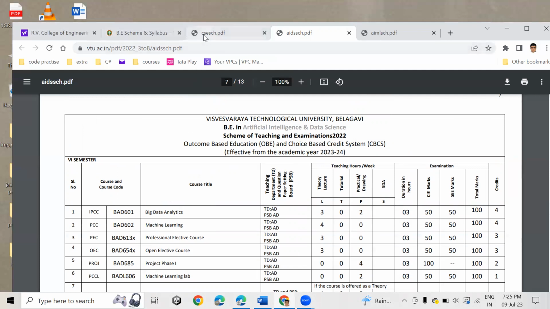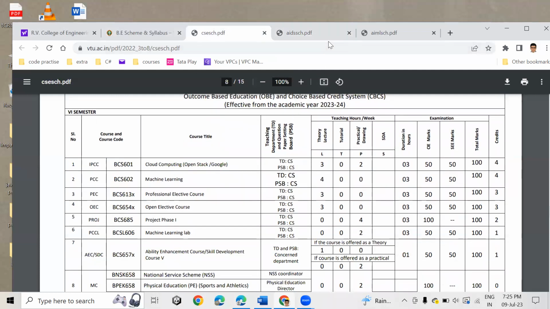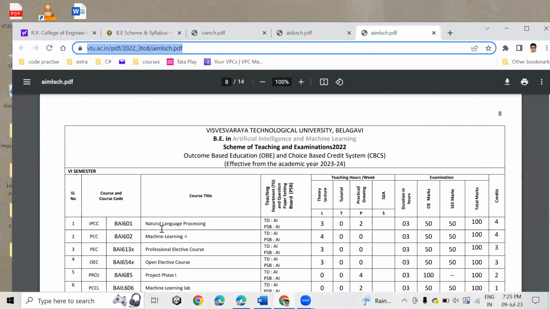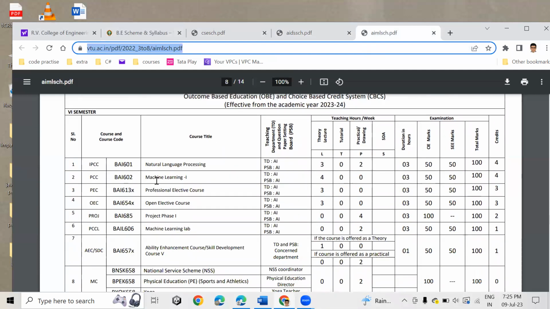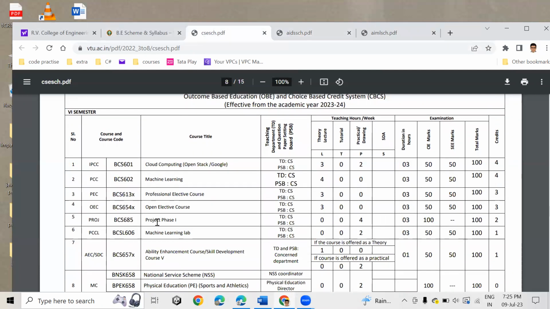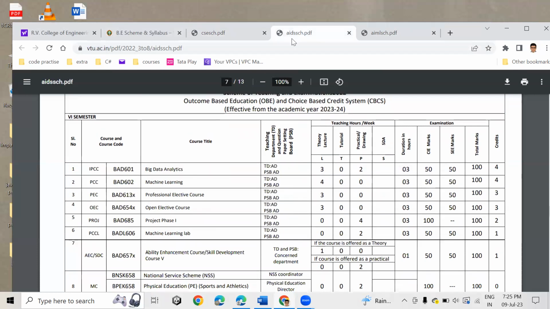And so this course is only there for AIDS, and just not there for AI and ML as well. So this is particularly related to this AI and DS as well. Okay. So over here you'll be almost the same, as you can observe, except one or two courses that might be different.